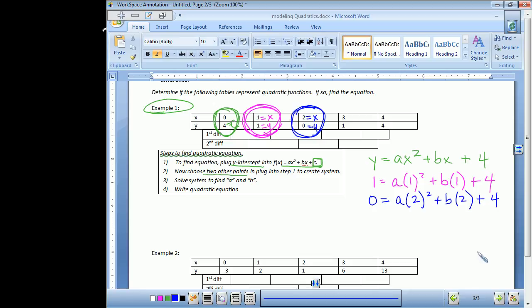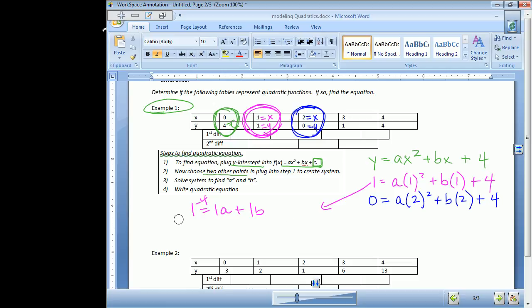Okay. That's kind of ugly looking, so I'm going to simplify it a little bit. This becomes 1 equals, what is 1 squared? 1, so that's 1a plus 1 times b is 1b plus 4. Can I move the 4 to the other side? Yeah. So minus 4, minus 4. What would that make that over there? -3. Okay, so this becomes -3 equals 1a plus 1b.